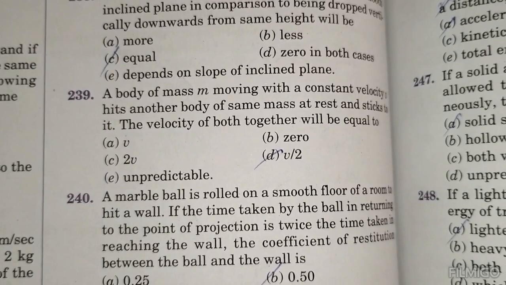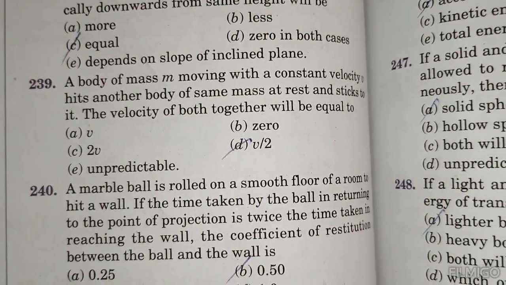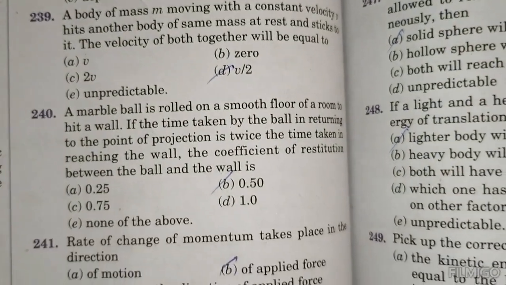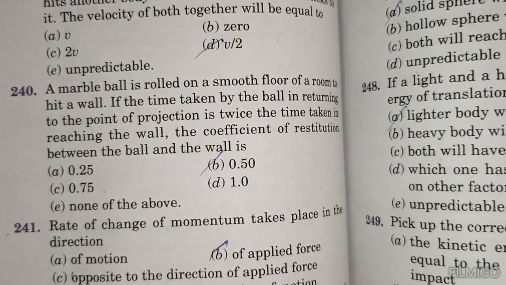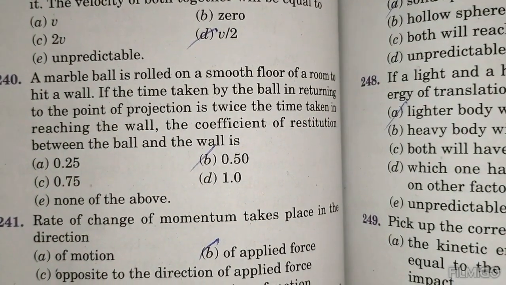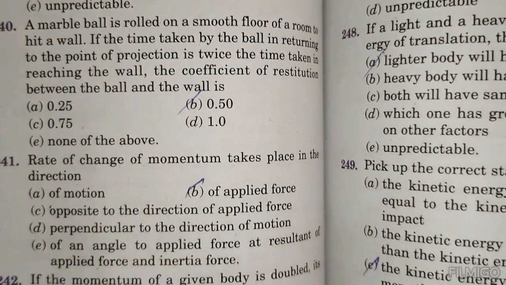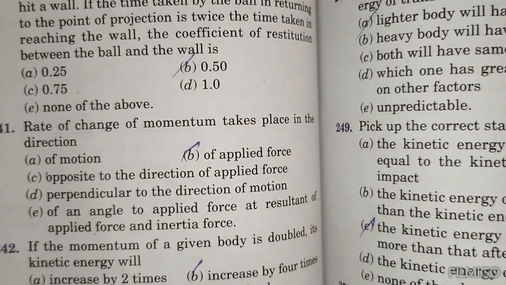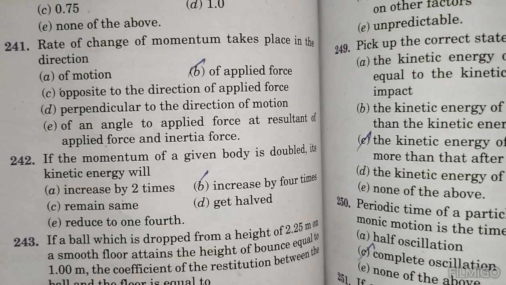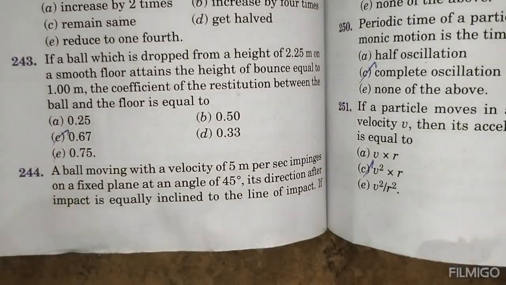A body of mass m is moving with constant velocity. A marble rolling on a smooth wall returns to the point of projection, with the coefficient of friction between the wall as 0.50. The rate of change of momentum takes place in the direction of the applied force. If the momentum of a given body is doubled, its kinetic energy will be increased by 4 times.